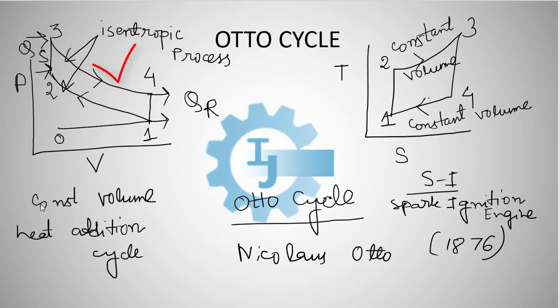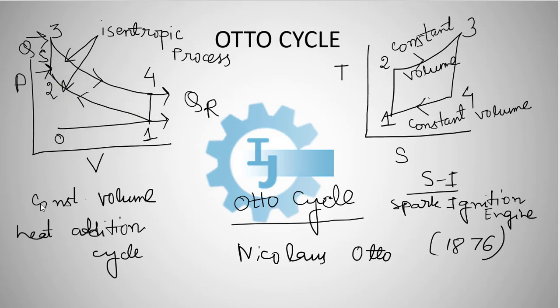So let's see the PV and TS diagram of this Otto cycle. The process 0 to 1 and 1 to 0 is the engine when working in full throttle condition, and this represents the suction and exhaust process, and this is neglected. Process 1 to 2 is isentropic compression of air when the piston moves from bottom dead center to top dead center.